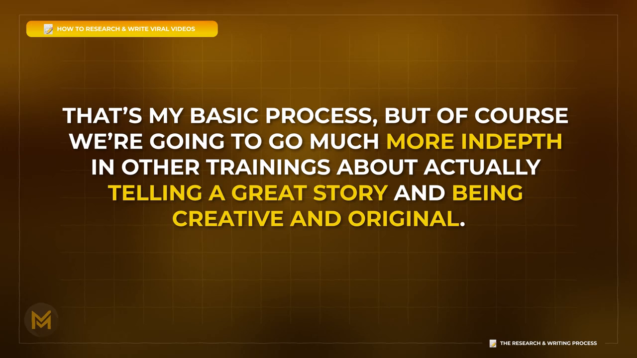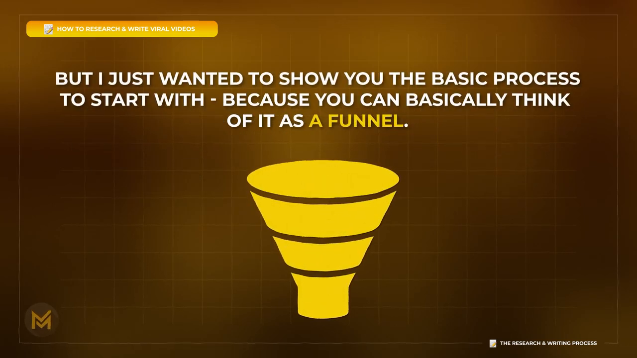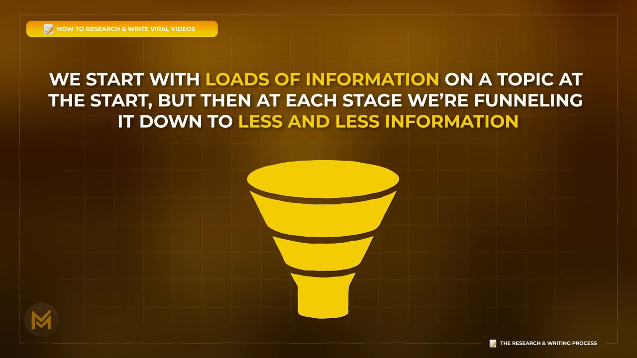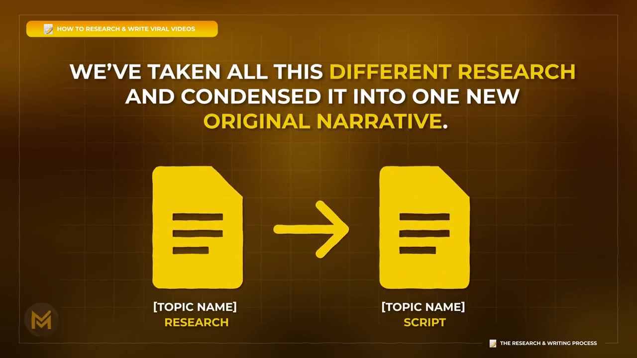Okay, so that's my basic process, but of course we're going to go more in depth in other trainings about actually telling a great story and being creative and original. But I just wanted to show you the basic process to start with, because you can basically think of it as a funnel. We start with loads of information on a topic at the start from our research, but then at each stage we're funneling it down to less and less information, just keeping the most important, relevant and interesting stuff until the end. All we're left with is the gold, where we've taken all this different research and condensed it into one new original narrative.